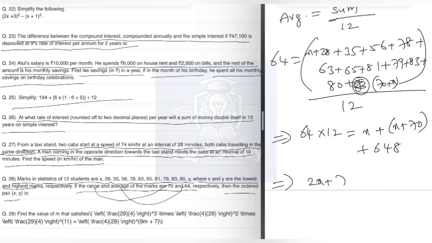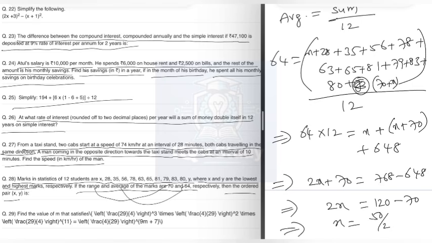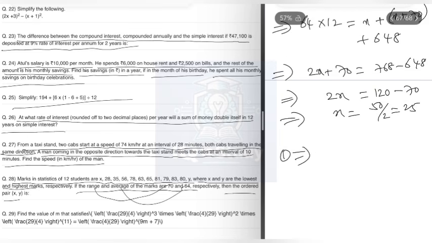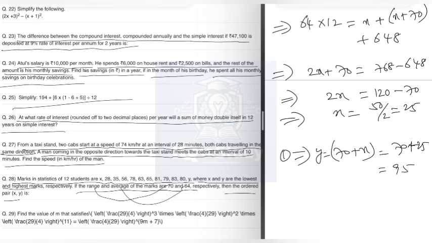That means two x plus 70 is equal to 768 minus 648, which becomes 2x is equal to 120 minus 70, and x is equal to 50 by 2, which is 25. From equation 1, y is equal to 70 plus x. So 70 plus 25 is equal to 95. So the ordered pair x comma y is 25 and 95.